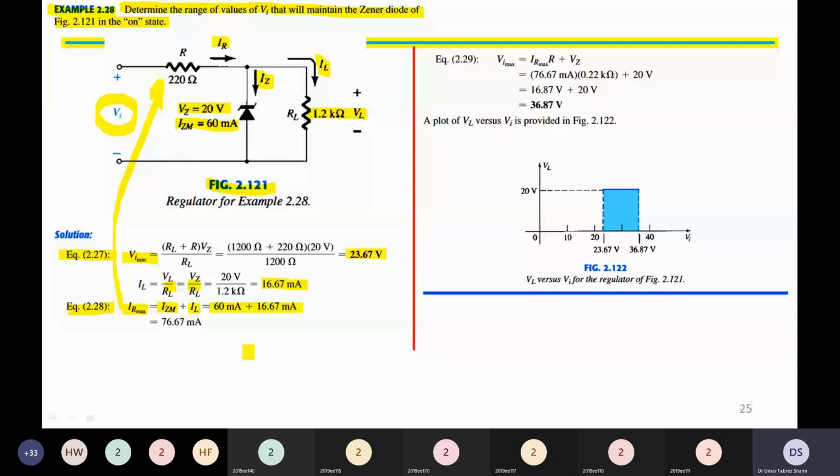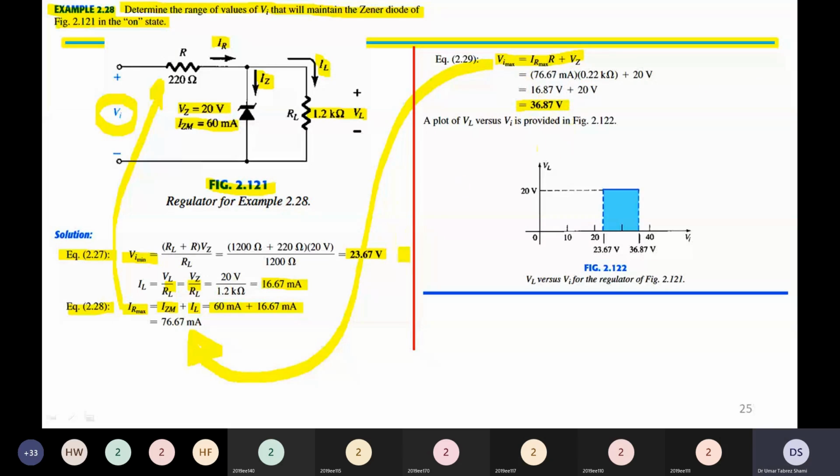And then to find the maximum input voltage that we can use, we will use the IR maximum as determined in the last step. The input voltage maximum is equal to IR maximum times R plus VZ. It is equal to 76.67 milliampere multiplied by 220 ohms plus 20 volt from the Zener diode. It is equal to 36.87 volt.